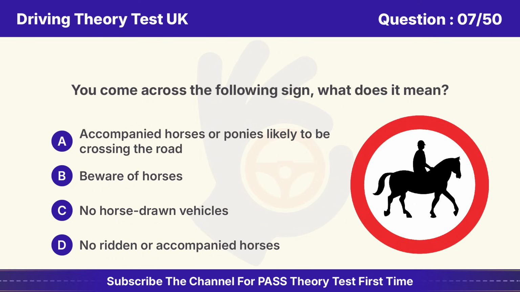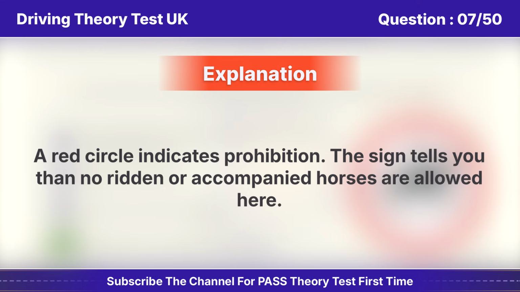Question 7. You come across the following sign. What does it mean? Answer is D. No ridden or accompanied horses. A red circle indicates prohibition. The sign tells you that no ridden or accompanied horses are allowed here.